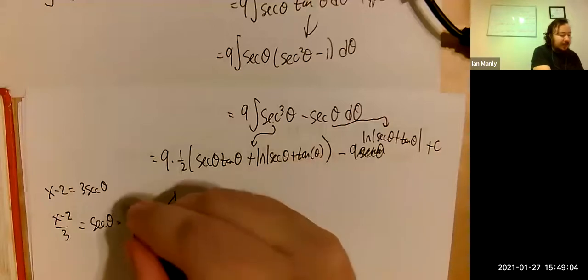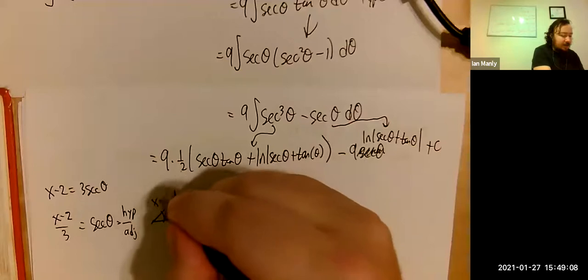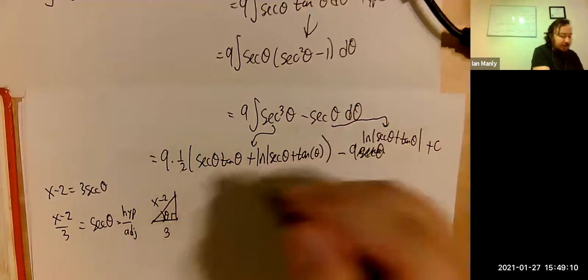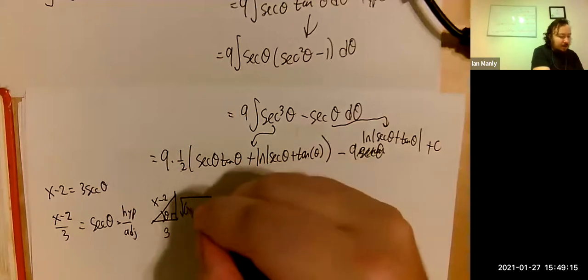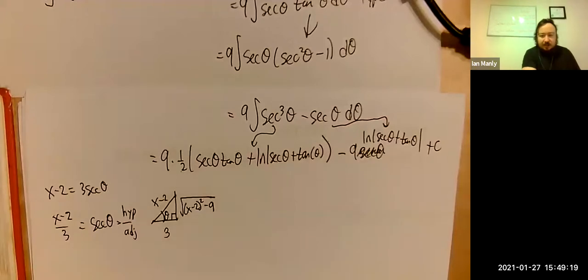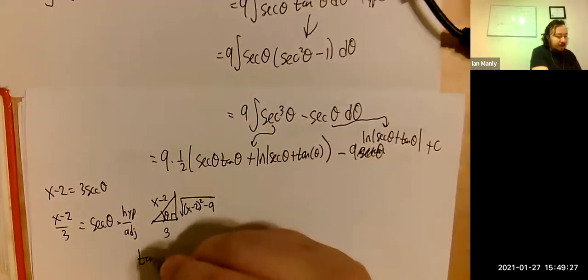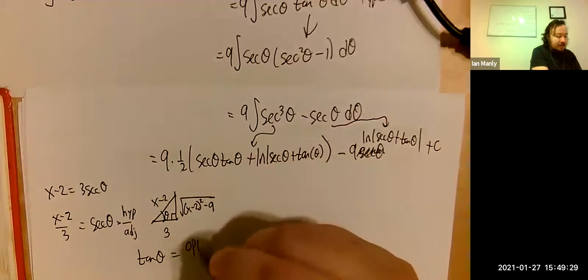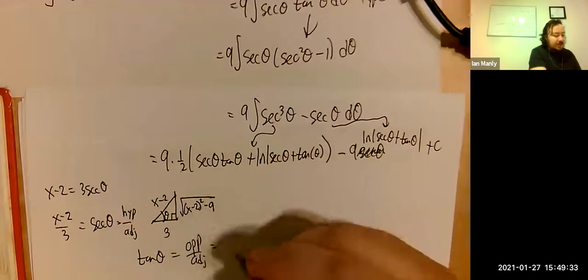Let's see. So secant is hypotenuse over adjacent. Here's our hypotenuse. This is adjacent. And if we do the Pythagorean theorem here, we will get this. And this ends up being the same thing that we had in our original integral. So it's kind of a good way to check your work. Okay, now tangent of theta is opposite over adjacent, meaning we're going to have this divided by 3.